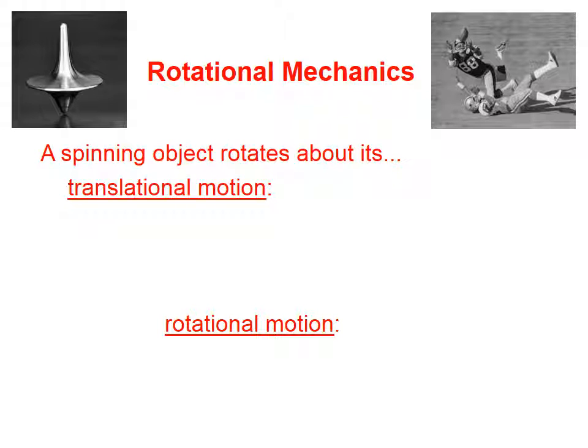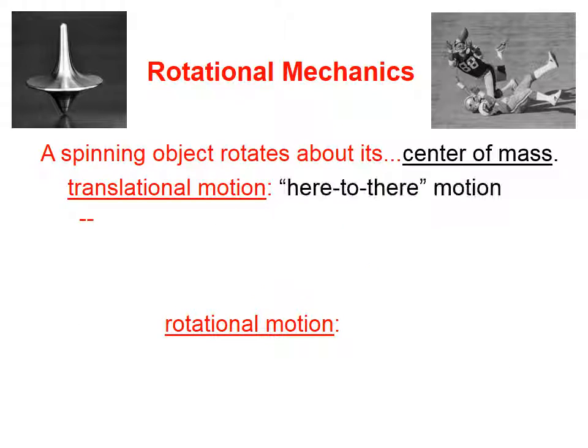A spinning object rotates about its center of mass. In physics, we consider two types of motion, translational motion and rotational motion. Translational motion means an object starts in one place and moves to a different place. It doesn't necessarily have to be done in a straight line, but translational motion means an object starts one place and ends up somewhere else.